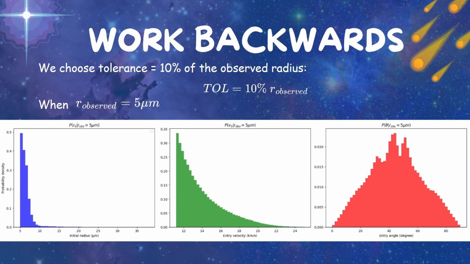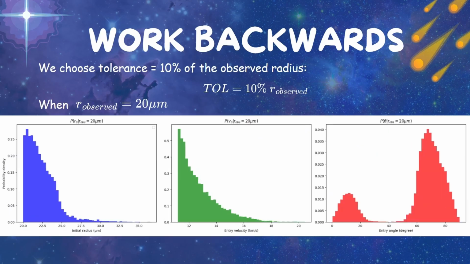In the case where the observed size of the particle found on the ground is 5 micrometers, the most probable initial radius is also 5 micrometers, which means the particle experiences no mass loss. The most probable initial velocity is the lowest one, 11.2 km per second, while the entry angle is around 45 degrees. If it's 20 micrometers, the most probable initial radius is approximately 20.5 micrometers. The velocity is also the lowest one. The most probable entry angle is bigger, around 70 degrees, which means large particles need a narrow entry angle if aiming to survive.